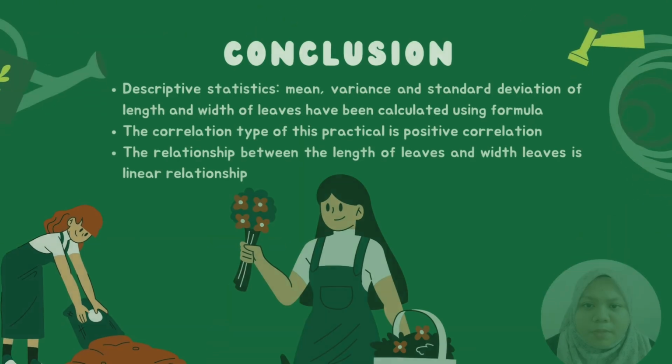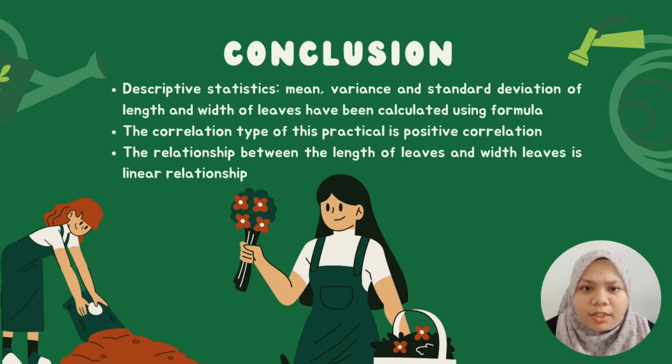To conclude, from this practical, descriptive statistics such as mean, variance and standard deviation of length and width of leaves have been calculated using formulas. Next, the correlation type of this practical has been investigated, in which the graph shows positive correlation. And the last one, the relationship between the length of the leaf and the width of the leaf was discussed, which is a linear relationship.